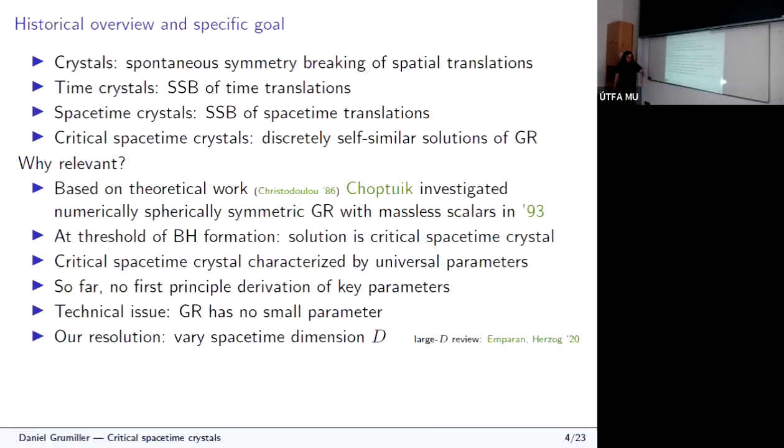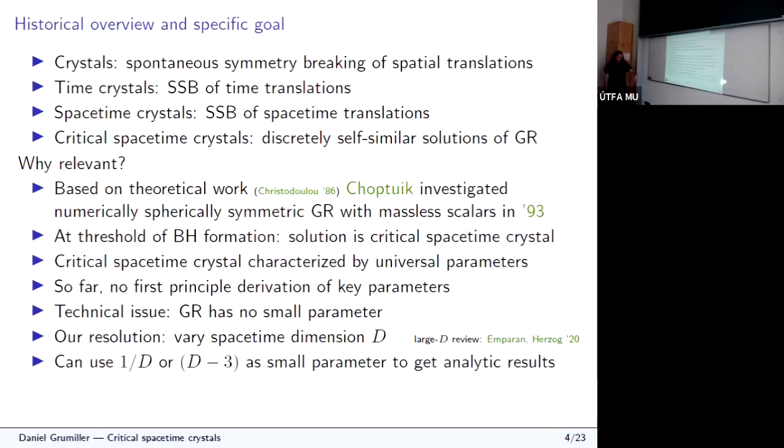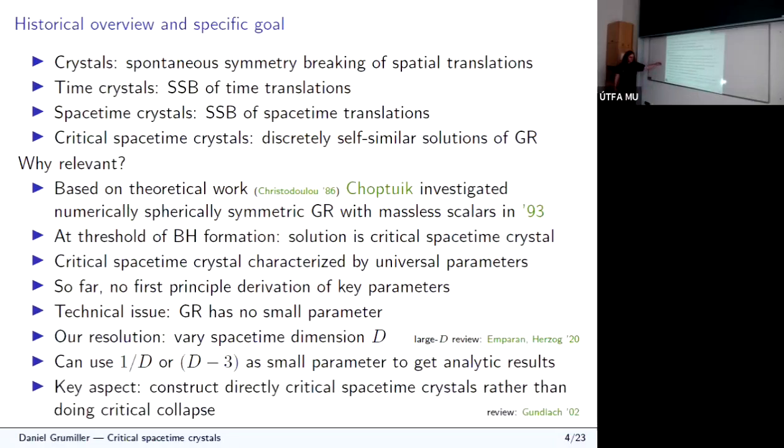And our resolution is to take the spacetime dimension as a parameter and to vary it. And there are two regimes where we can do perturbation theory in the dimension. One of which is this large D expansion, which is nicely summarized in this review. So as it will turn out, we can use either 1 over D or D minus 3 as a small parameter. And the key aspect of this approach is to construct directly the critical spacetime crystal, so the solution at the threshold of black hole formation, rather than trying to do a critical collapse.